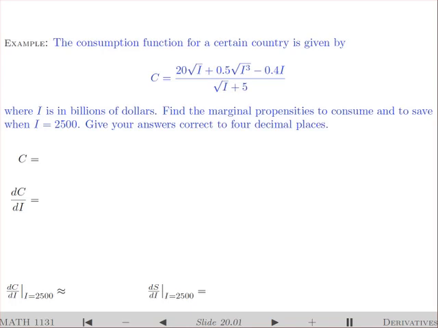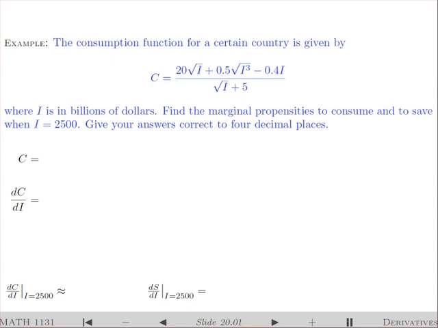So let's look at a simple example here. The consumption function is given as 20 radical I plus 0.5 radical I cubed minus 0.4 I divided by the quantity square root of I plus 5.